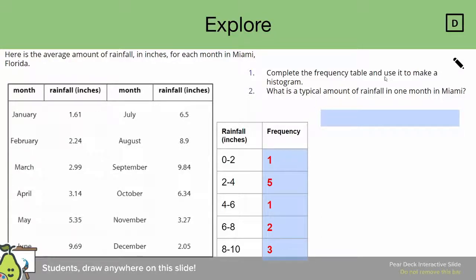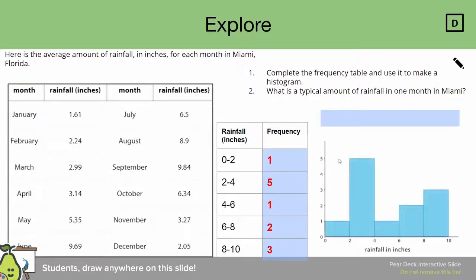Now they're asking us to use this table to create a histogram. Please pause the video and make your histogram. Then unpause the video to see what the histogram should look like. All right, welcome back. If this is what your histogram looks like, you are correct. The x-axis is our rainfall in inches because that is what we are measuring. And our y-axis simply tells us how many times does that happen. So that is our frequency.